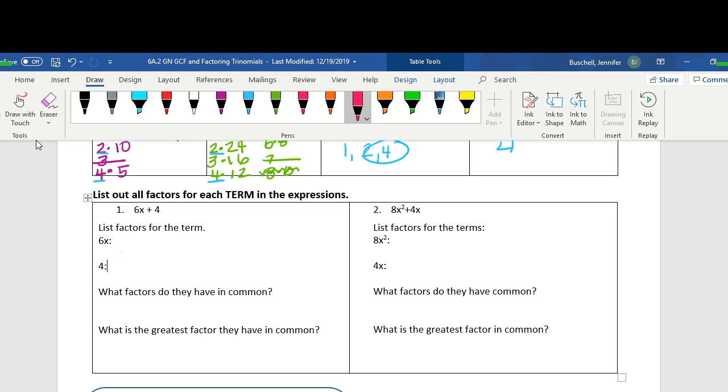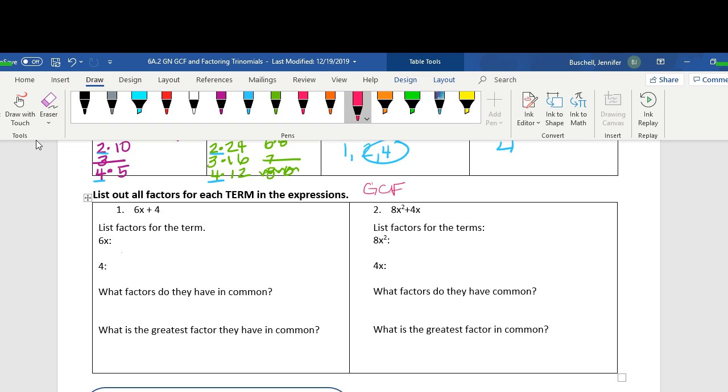All right, so now we're going to go find the greatest common factor with expressions. You're probably not going to hear us say greatest common factor every time. You're going to start hearing us say GCF. Okay, so I'm going to go find the GCF of 6x plus 4.